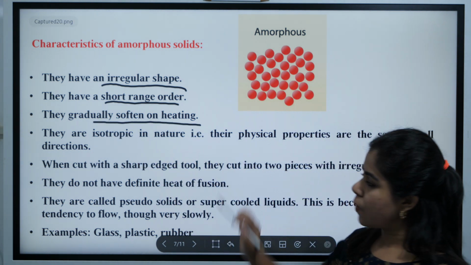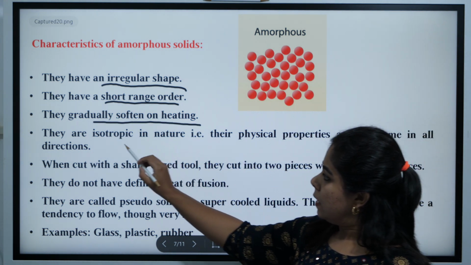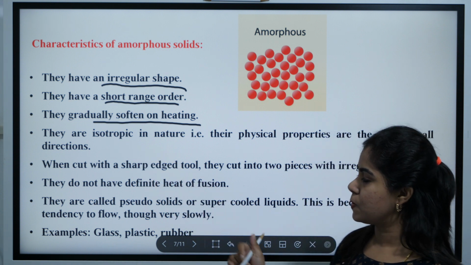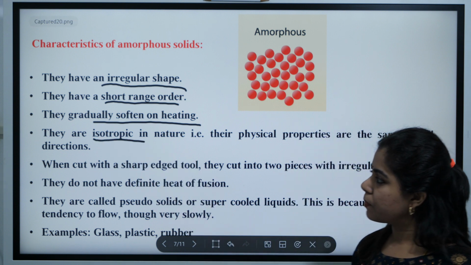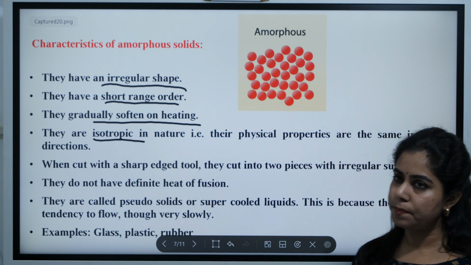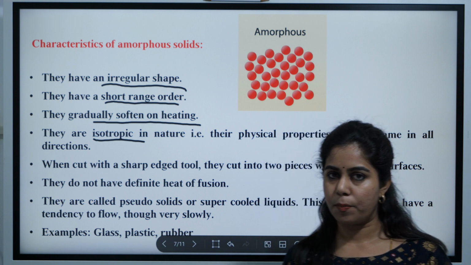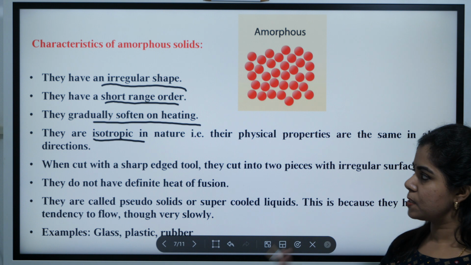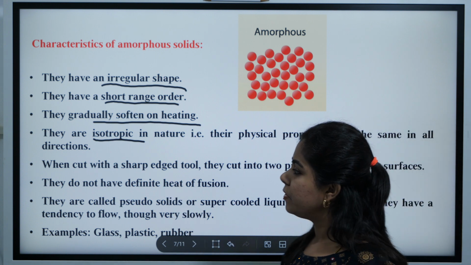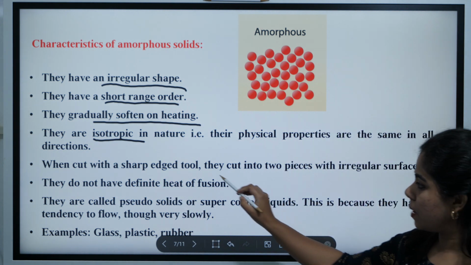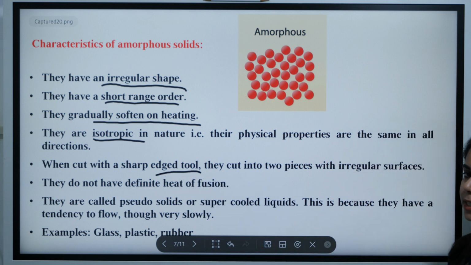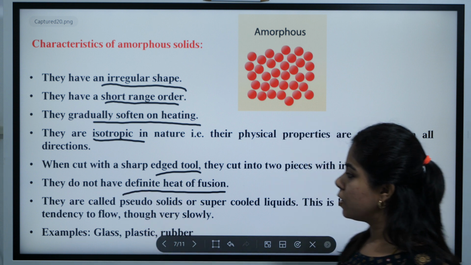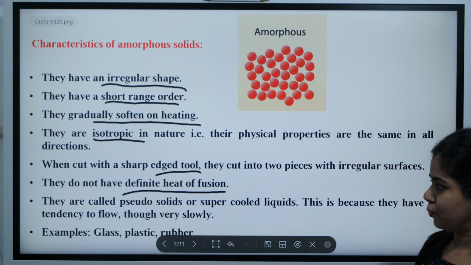And they usually soften on heating. Like rubber, we know that when we heat rubber, it will become soft. Another interesting property is their isotropic nature. That means when we measure a physical property along all directions, it will give the same value. So it's the opposite of anisotropic. And when we cut an amorphous solid with a sharp-edged tool, it cuts into two pieces with irregular surfaces. And these amorphous solids do not have a definite heat of fusion.